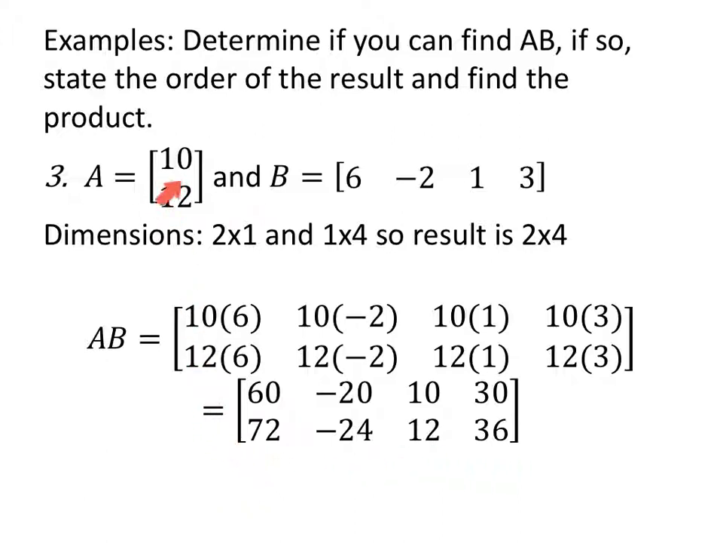What's row 1? 10. So it's 10 parentheses, four times, because I know I have 4 columns. Second row, 12 parentheses, four times. And then I fill in the column values. Column 1, 6s. Column 2, -2s. Column 3, 1s. Column 4, 3s.